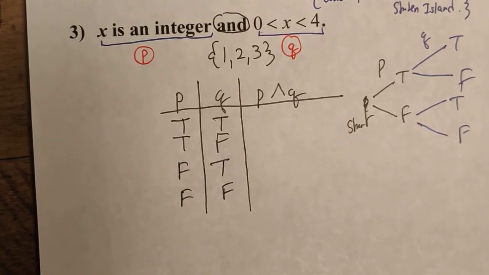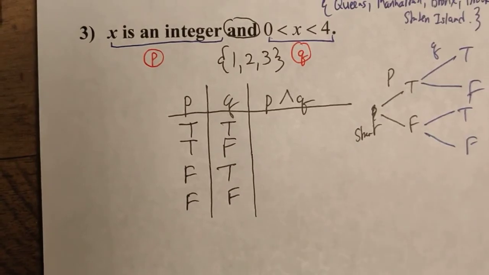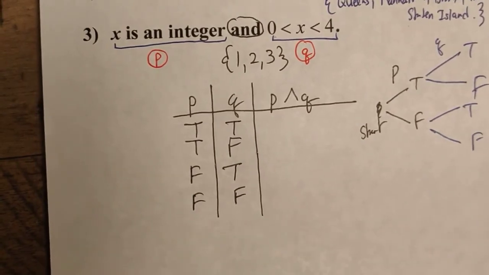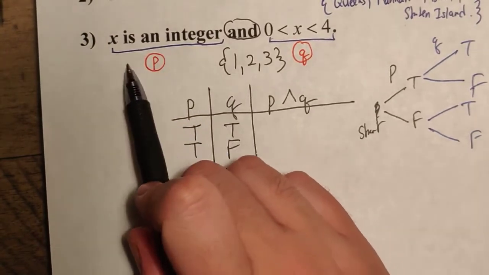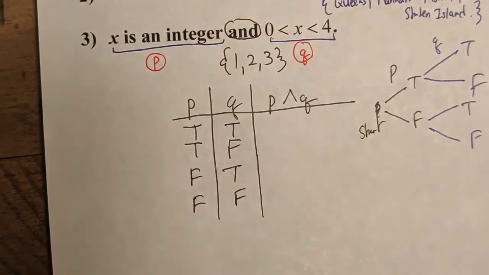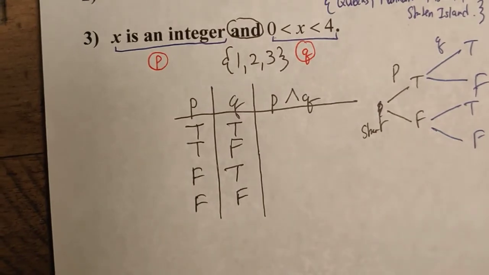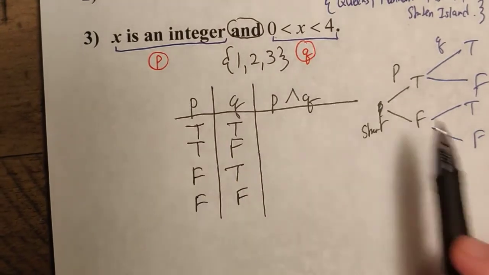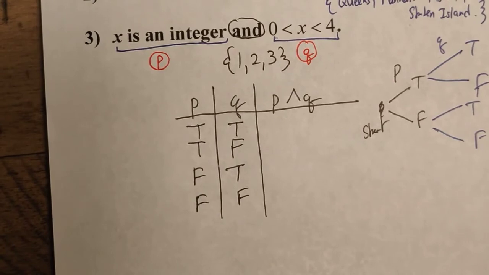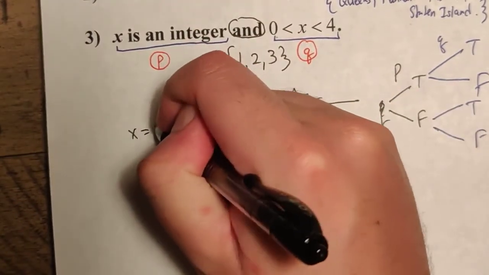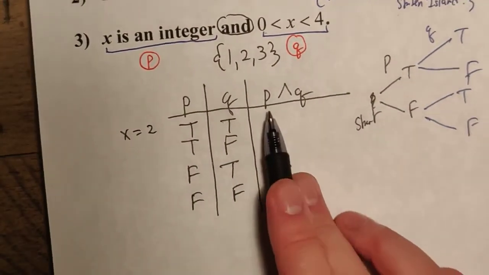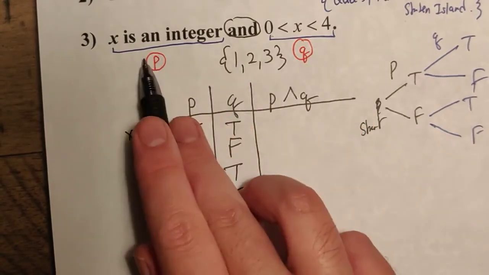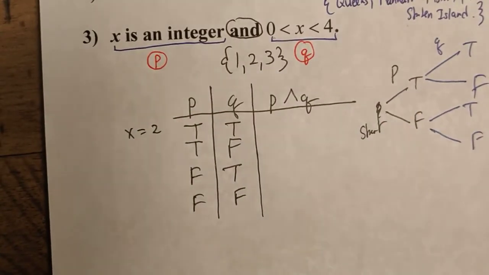So let's take a look at this and try to analyze this situation. Let's look at each row one at a time. The first row says that P is true, Q is true. So X is an integer and 0 is less than X is less than 4. Notice that these are both true here. So we want to find a number X that makes P true and Q true. I think we can see, for instance, one such example would be X equals 2, right? Now, it seems pretty obvious that this entire statement should be true. 2 is an integer and 0 is less than 2 is less than 4. It should be a true statement.